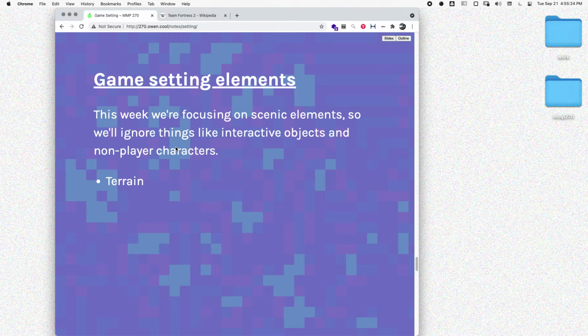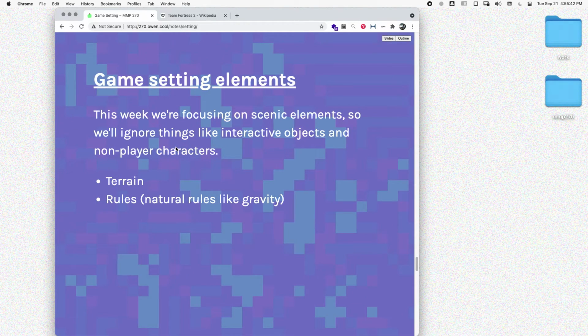But when you are starting to set up the scenery for your game, you're going to think about the terrain. The terrain is the stuff that you can walk on. Is it roads? Is it dirt? Is it a wood floor inside of a house? What is the player on? Then there are rules. That's part of the setting, and it is related to game mechanics as well. The way the setting looks is governed by physical rules, things like gravity.